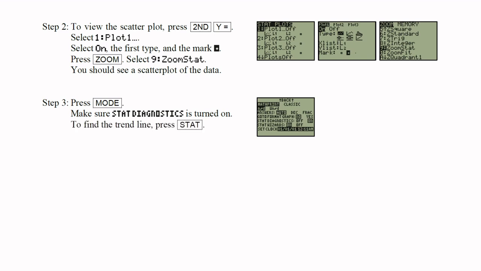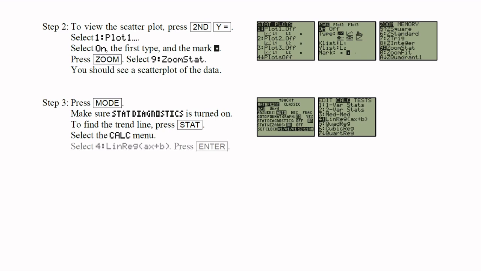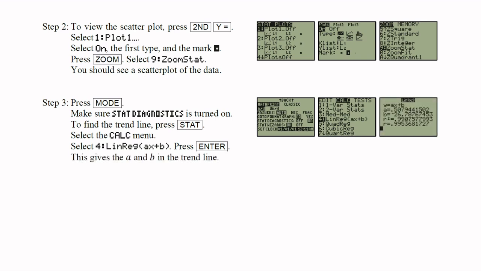To find the trend line, you're going to press Stat. You're going to select the Calc menu, and you're going to select the 4th menu item and press Enter. The 4th item being linear regression of AX plus B. This gives you the A and the B in the trend line. Your A is your slope, and your B is your y-intercept.